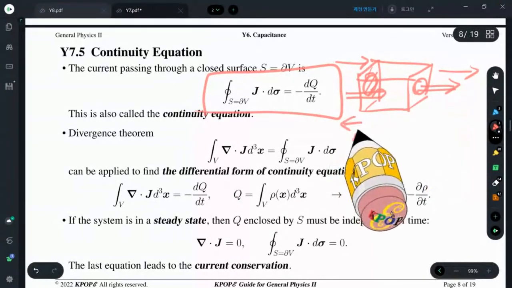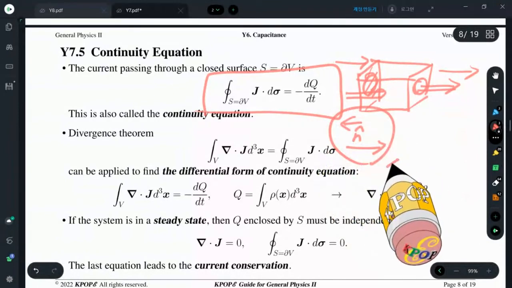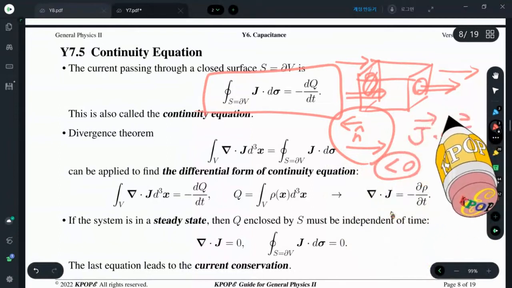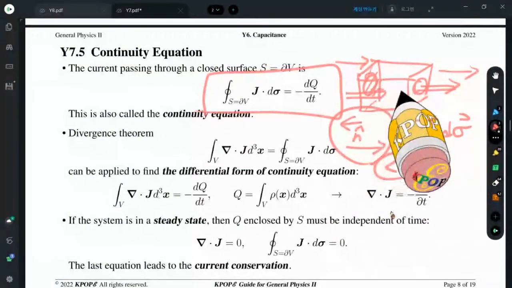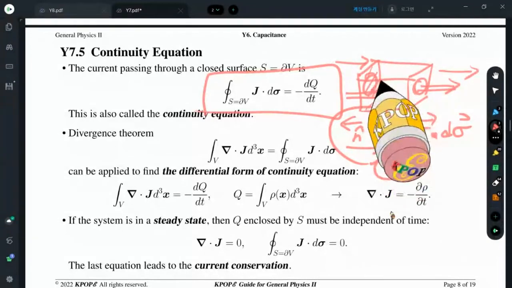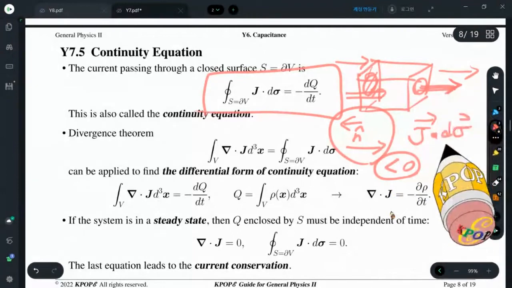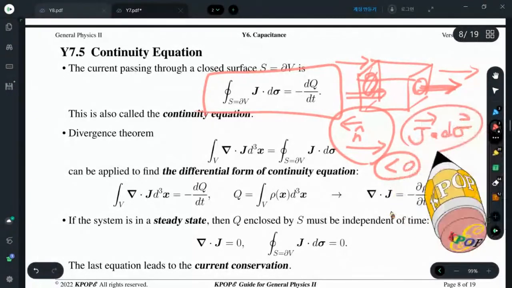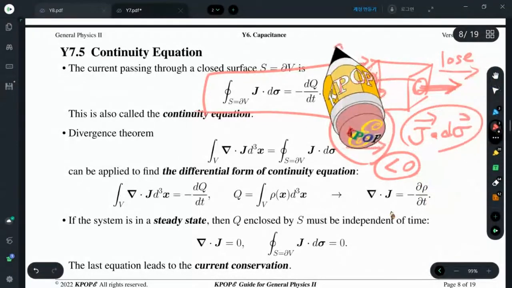You know, the normal vector is in this direction, and the current is in this direction. So we have a negative sign for J dot d sigma. On this surface, current enters, so there is an increment of charge. In case the current flows out, J dot d sigma is positive, and you will lose electric charge.